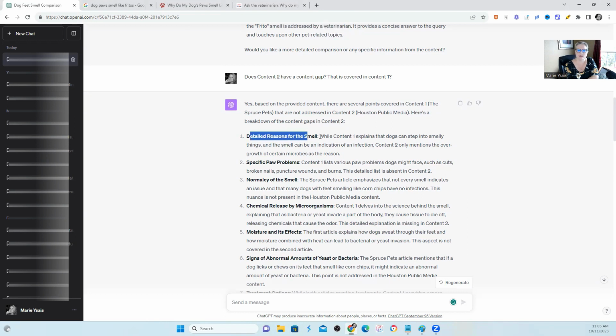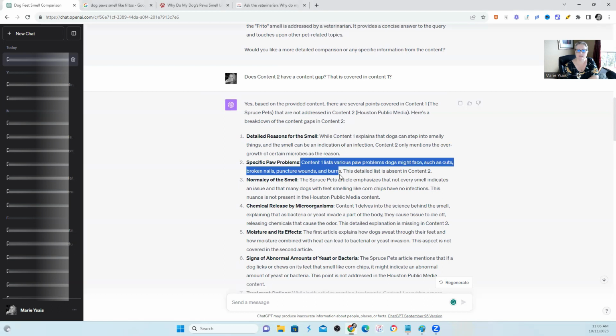So it says detailed reasons for the smell. Content 1 explains that dogs can step into smelly things or they can have an indication of an infection. And then it says content 2 only mentions the overgrowth of certain microbes as the reason. So content 1 goes a little bit deeper into the many reasons why they can have the smell, whereas content 2 only mentions one reason.